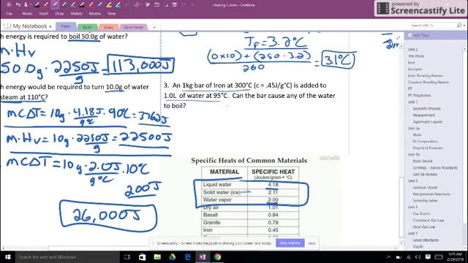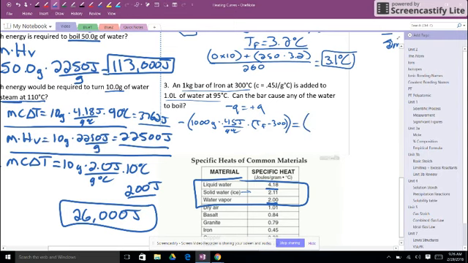So again, this looks like this is a negative Q equals positive Q type question. The iron bar is cooling down, the water is heating up. So on the iron side, we have a negative, and then we have 1,000 grams of iron. The iron specific heat was 0.45. And the iron is changing from temperature final, and it started at 300.